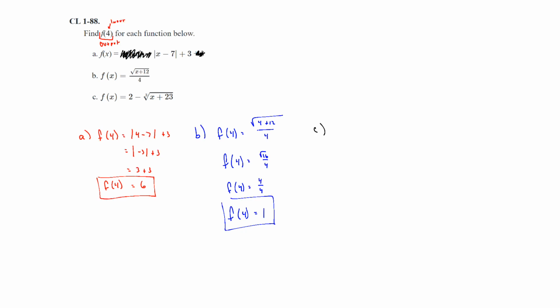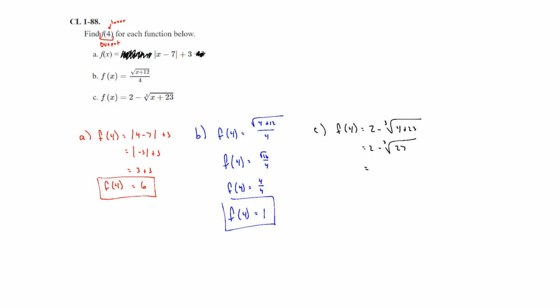And then on the next one, we have f of 4 is equal to 2 minus, now we have a cube root of 4 plus 23. So 2 minus the cube root of 27. So what number times itself 3 times gives you 27? And that would be 3. Remember, 3 times 3 times 3 is 27. So 2 minus 3 is negative 1. And that's what f of 4 is equal to.